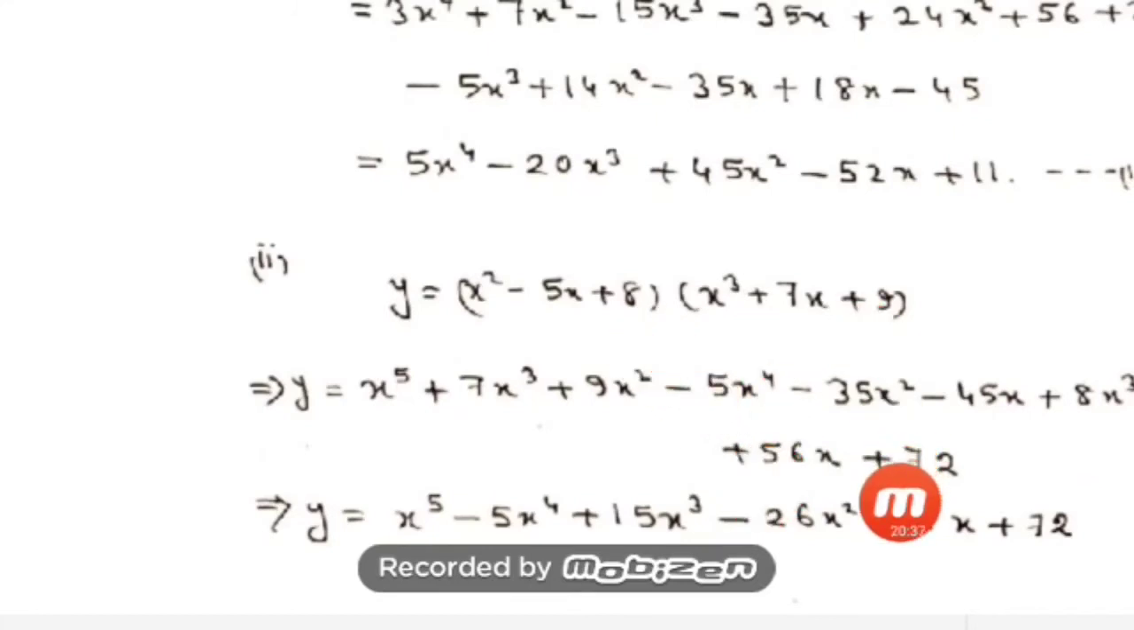Okay, combining the like terms, x to the power 5 is here, the x to the power 4 expression is here, this one only, that is minus 5x to the power 4, cube expression 7 plus 8, 15x cube, square expression plus 9 minus 35, which is minus 26x square. X, this one and this one, 11x and plus 72. Now the product is done, we have to do the differentiation now.